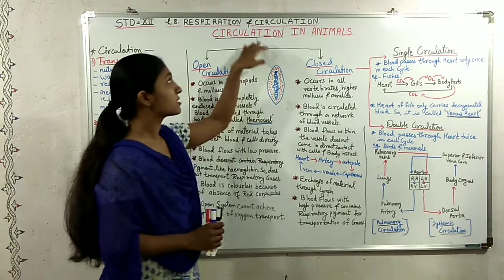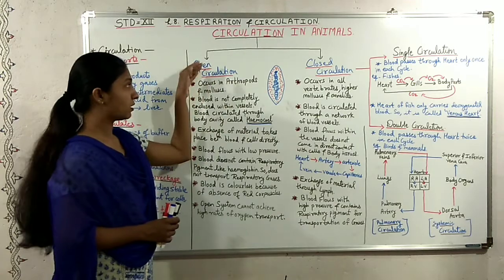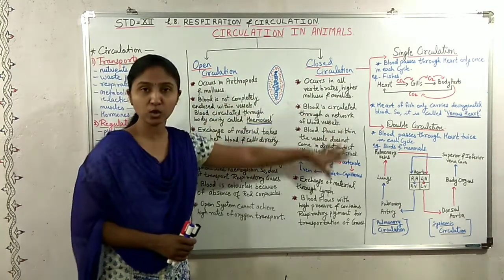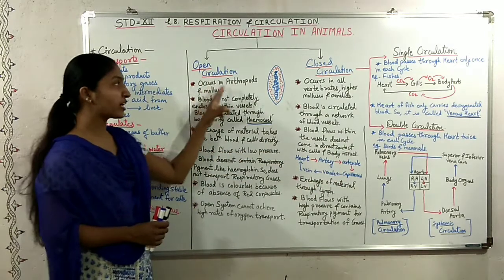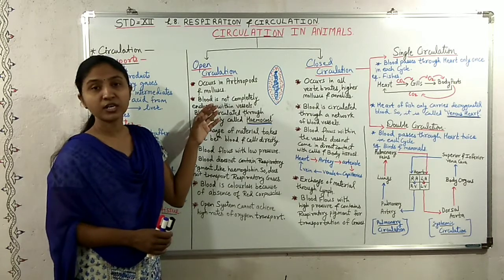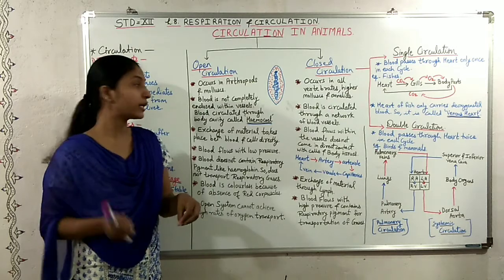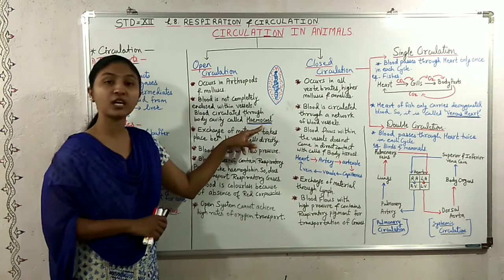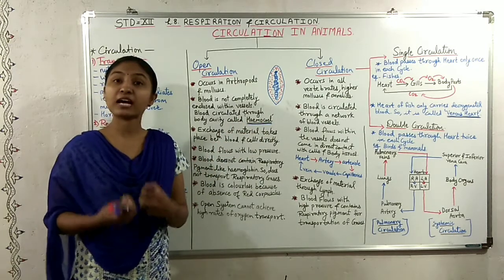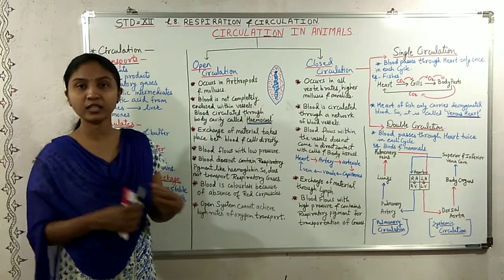Now we have seen circulation is divided into two main types, open circulation and closed circulation. Open circulation can be seen in arthropods and mollusks. In this open circulation, there are no blood vessels present. The blood is circulated through the body cavity, that is called the hemocoel, and exchange of materials takes place directly between the blood and the cells. There is direct contact between the blood and the cells.